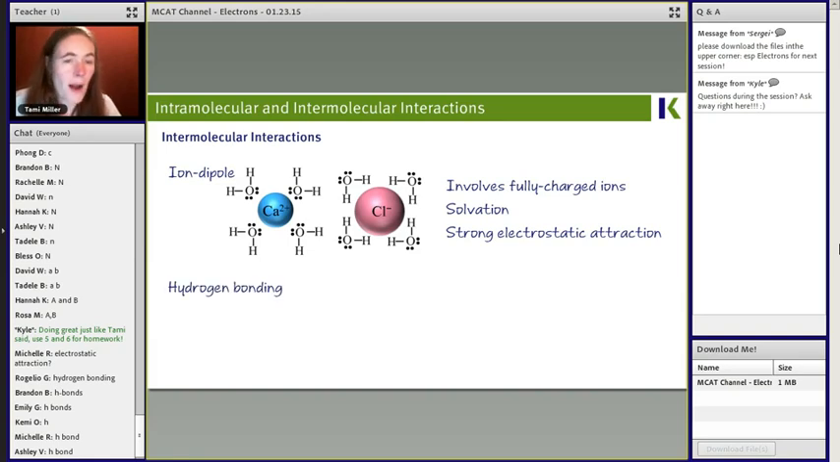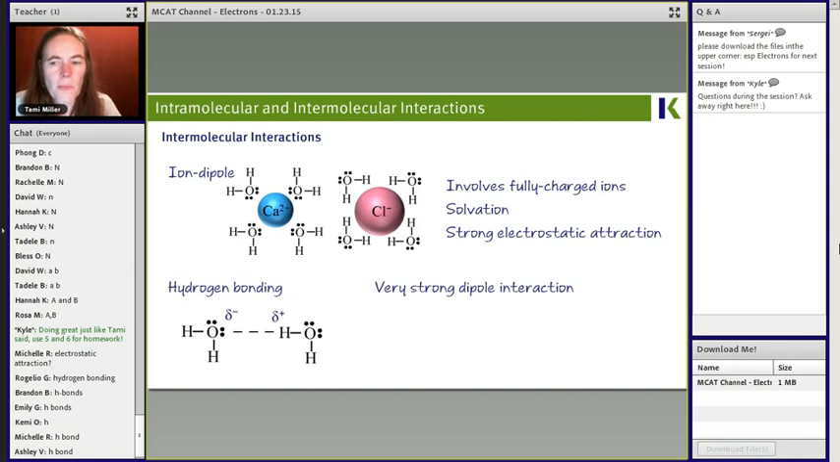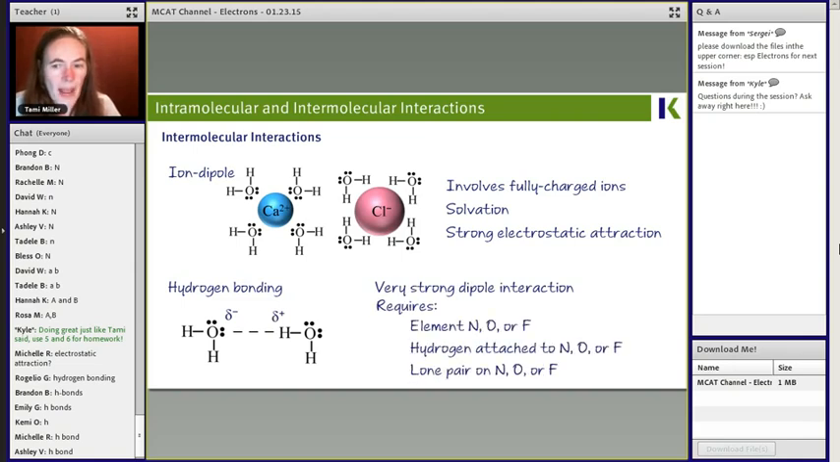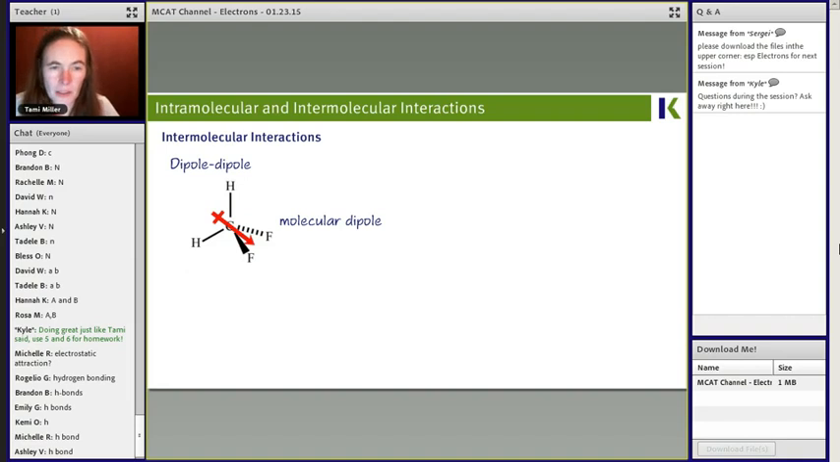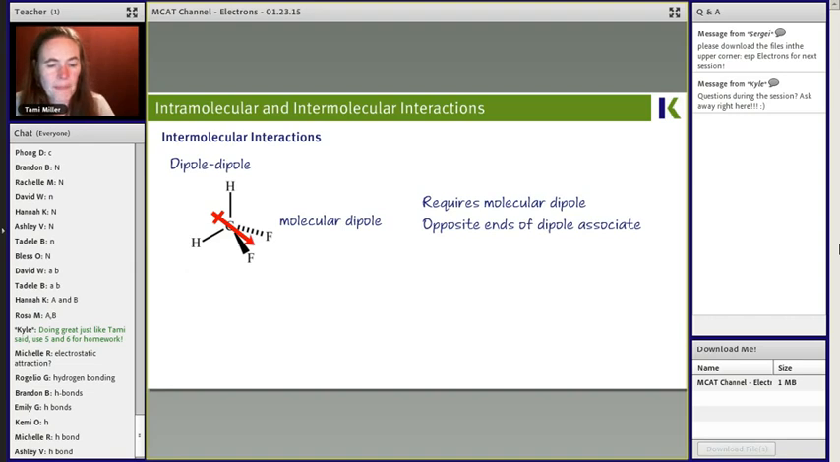Then we get to our hydrogen bonding. Hydrogen bonding is actually number 2. For hydrogen bonding to occur, we have to have nitrogen, oxygen, or fluorine that our hydrogen is attracted to. Now, that's our second. Our third would be dipole-dipole. This is where we have polar bonds, so we end up with a molecular dipole. This requires a molecular dipole, and its opposite ends associate.